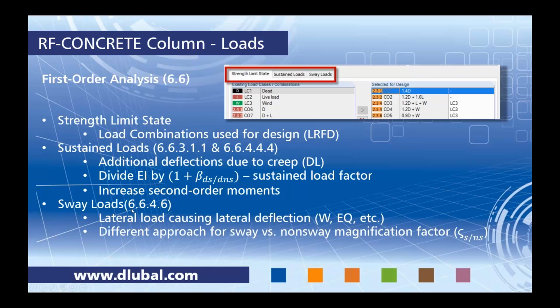Sway loads. This is in Chapter 6, Section 6.4.6. This is if we have any lateral loads causing lateral deflections that we want to consider. This is wind loads, earthquake loads, loads of those various types. And the reason why we have to do that is because there's a much different approach for sway versus non-sway in the moment magnification factor. So by putting loads in the sway loads, everything else will be considered non-sway.